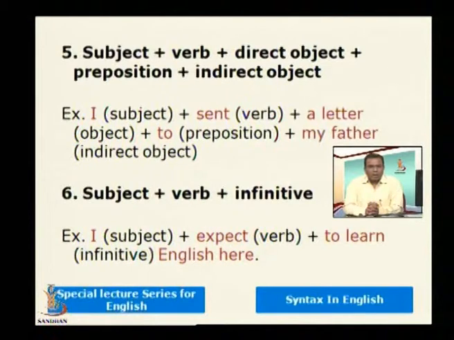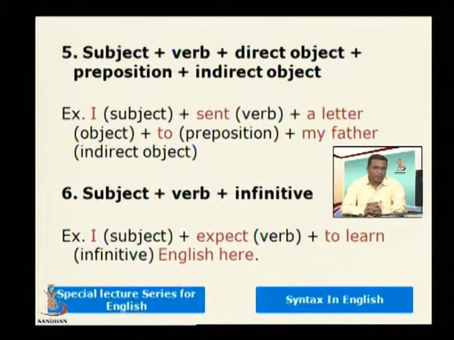One more pattern which is given here is subject, then verb and an infinitive. The example is, "I expect to learn English here." In this example, "I" is our subject, "expect" is the verb, "to learn" is an infinitive. And what to learn? English. Now see, this "to learn," at what place is it? It is at the place of the object, because our verb is an action verb, "expect." After an action verb, what we get is a direct object.